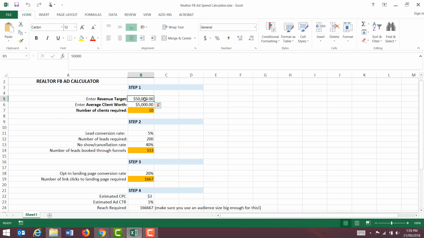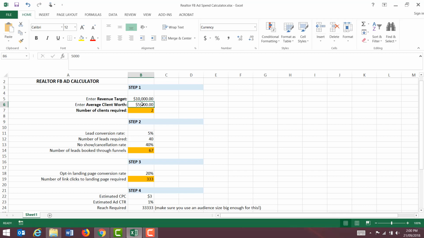So just for this example, let's say your revenue target for the 90 days was $10,000. Okay, so that's the revenue you want to make in the next 90 days out of your campaign. And then we've got to determine what the average worth of a client is to you. So, is your client worth $1,000? Are they worth $500? Whatever that figure is, we put that figure in there.